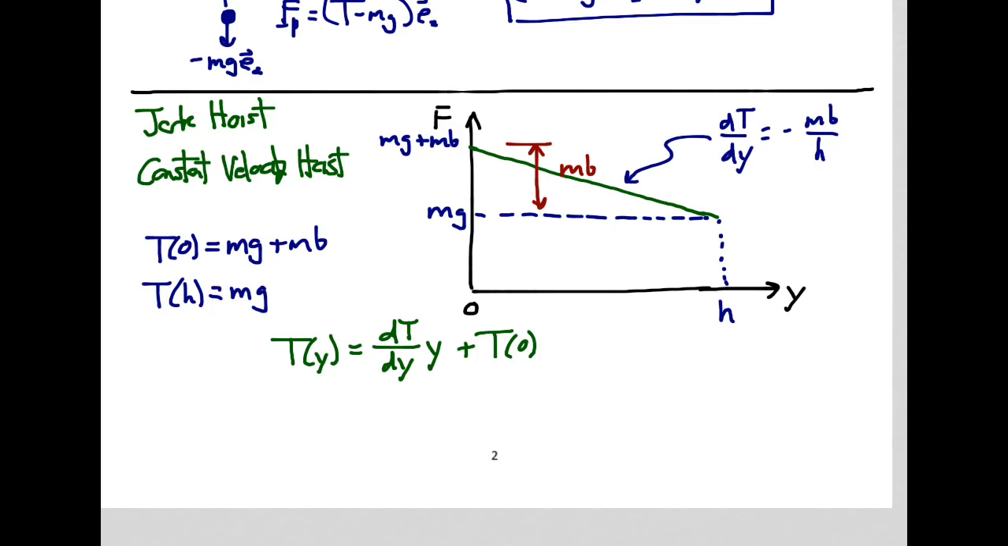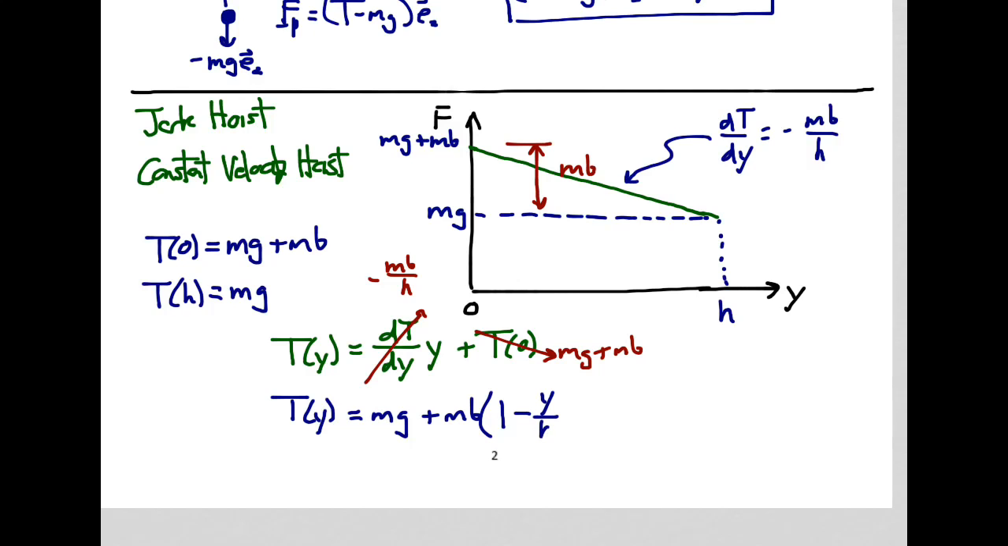And so when we plug in our slope, negative mb over h, and we plug in this intercept value, which is mg plus mb, then we get the equation for this linear change: our tension as a function of y is equal to mg plus mb multiplied by 1 minus y over h. And so now we've got a linear model for our force that we can change our slope however we'd like.